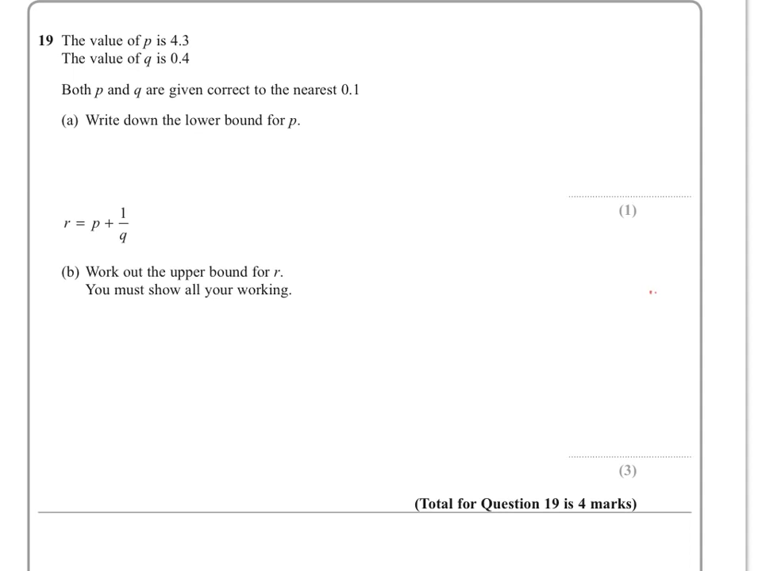Question 19 is about upper and lower bounds, and we want to firstly write down the lower bound for p. Well, if p is given as 4.3, that means it's been rounded to the nearest 0.1. So how big could it have been? Well, it could have been 4.31 because that would round to 4.3.